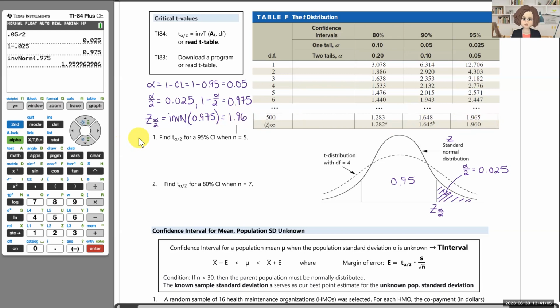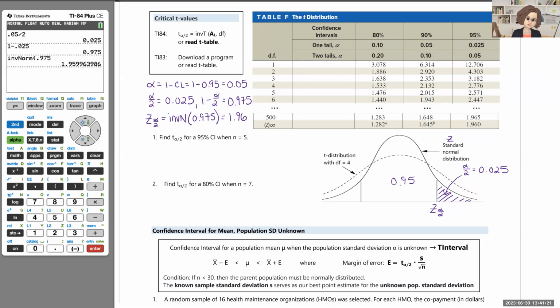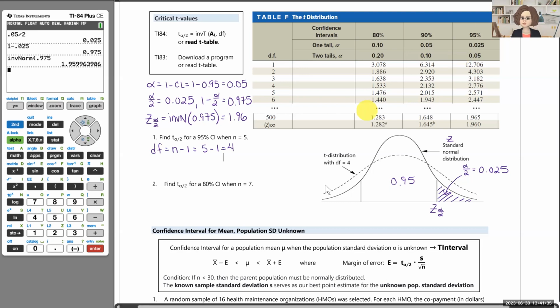Okay, so let's see how this relates to t alpha over 2 for the same level of confidence. And now because t-distributions change shape based on sample size, I'm going to need a sample size. So in this case, n is 5. All right, so degrees of freedom of the t-distribution is the sample size minus 1. So in this case, 5 minus 1 gives us degrees of freedom 4. And that's what I've shown you over here.